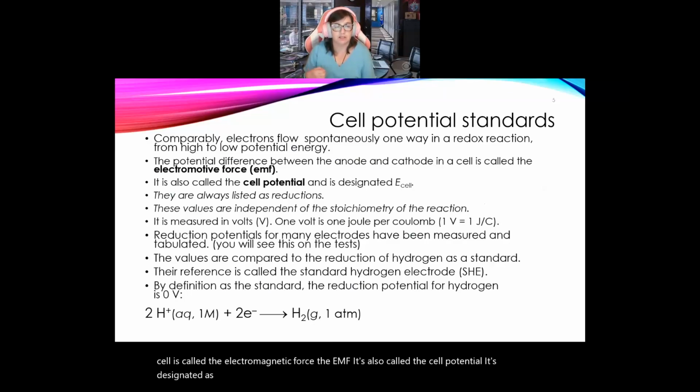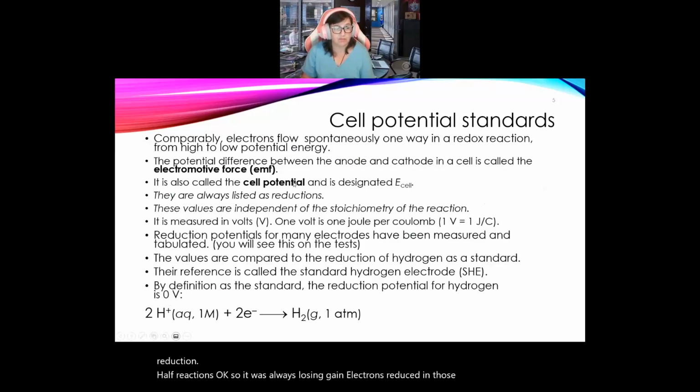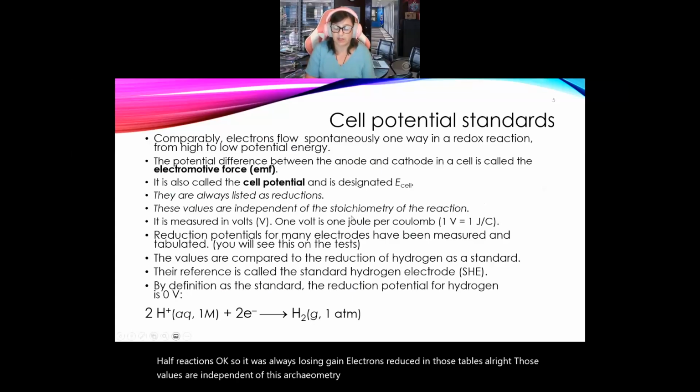Now we can find these tabulated. They're always listed as reduction half reactions. So it's always gain electrons, reduced, in those tables. Those values are independent of the stoichiometry of the reaction. So even though we have to multiply these reactions in order to get the right number of electrons being transferred sometimes, that does not change the value of the cell potential.